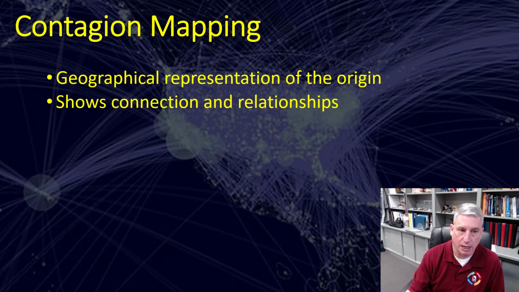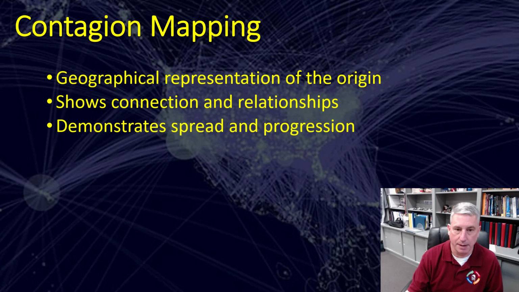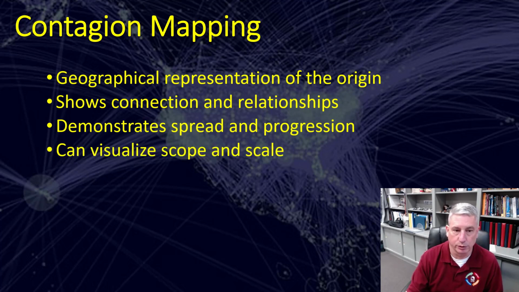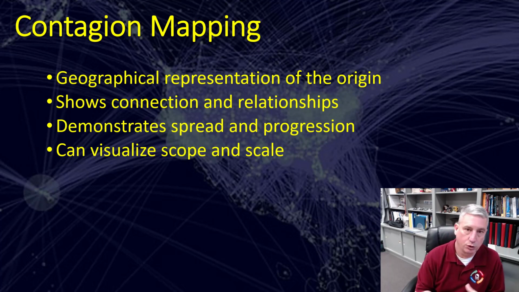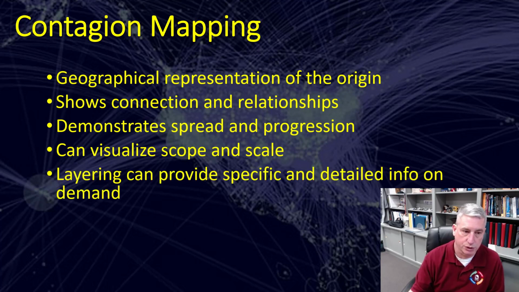As we move forward in time, the mapping that we do shows us connection and relationships. As people traveled, they came into contact with one another, we have more cases, and that begins to populate the map. What that does for us is it demonstrates spread and progression. That can be valuable as we begin to figure out where we need to respond, what we need to do in terms of resources. The contagion map also helps us visualize scope and scale. You may have seen some of the products out there that show who has more cases versus less cases. And that can also help us in terms of where we need to put our resources.